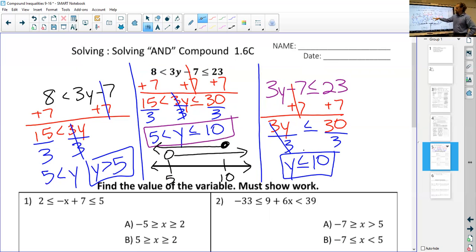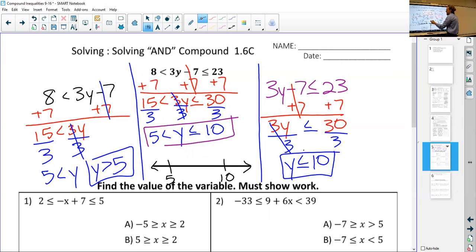But given the way this is written, it says it's got to be between those two numbers. So the arrows don't extend forever. They only extend till they get to that other point. So instead of drawing it like this, erase all this. Now you can start writing.